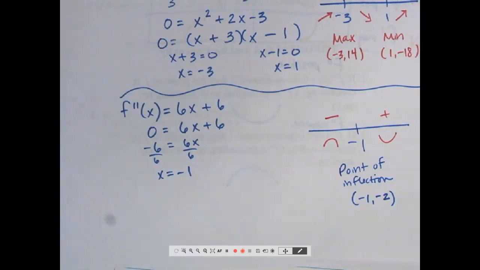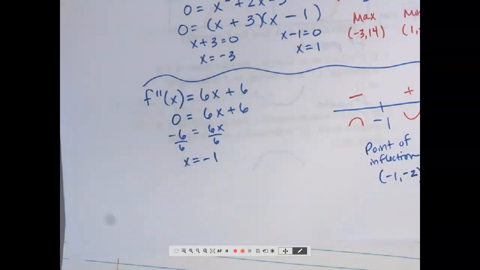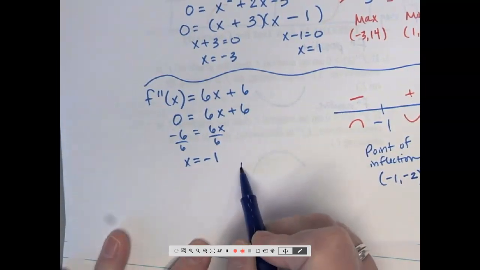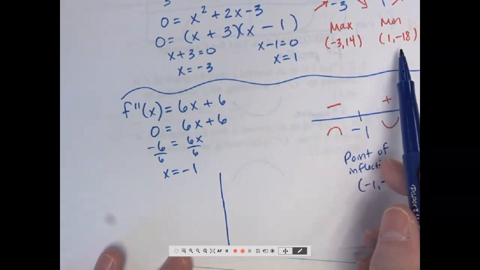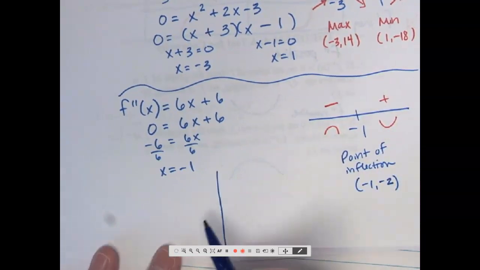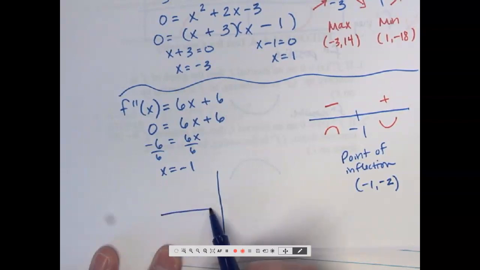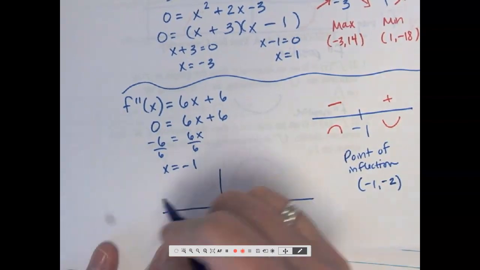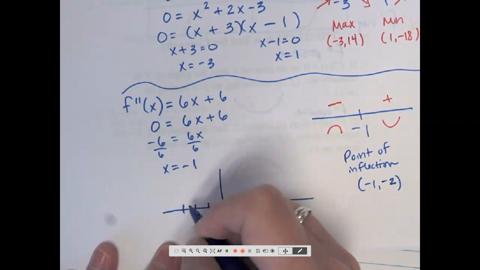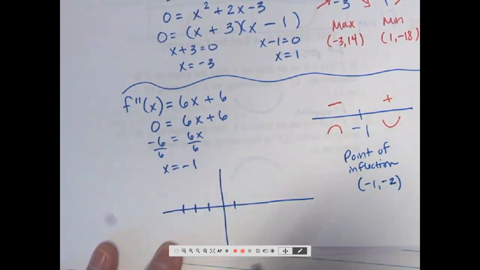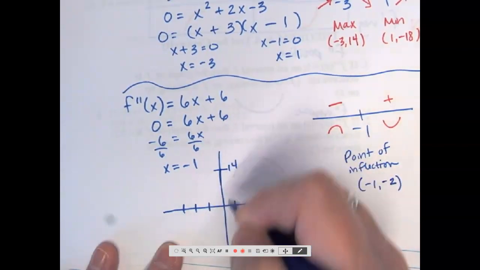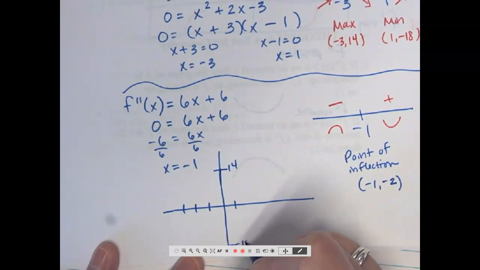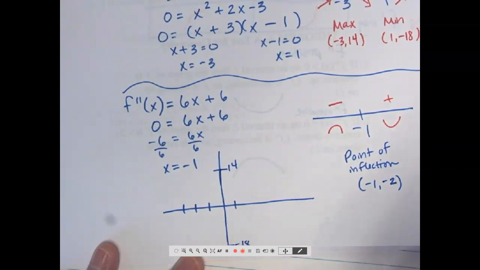All right, so now let's make an accurate graph of this function. Okay, so I will need these points, negative 3, 14, 1, negative 18, and negative 1, 2. I'm just kind of going to have to say, okay, this is 14. This is negative 18. And this is negative 2.